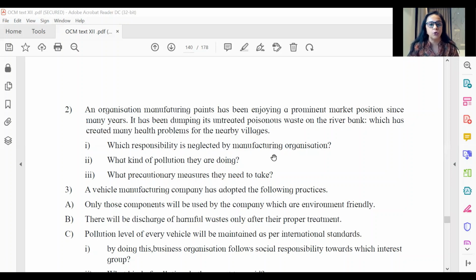Let us read the questions from here on. Which responsibility is neglected by the manufacturing organization? Once again, we remember which are the interest groups that we have. We have consumers, government, we have society, community. All right. So if you see, this responsibility is about protection of environment. Okay, so they are neglecting the responsibility of protecting the environment, which is towards the community. So remember, this is not something about the government alone. We're talking about under the title of responsibilities towards community.